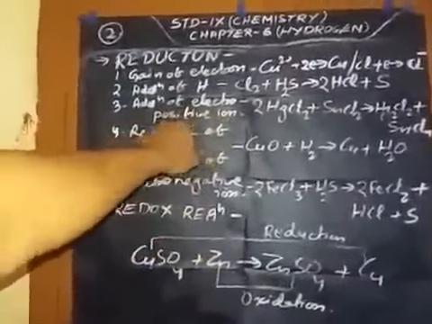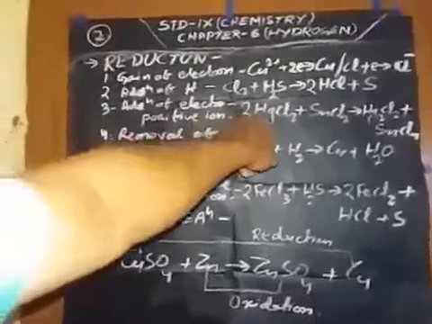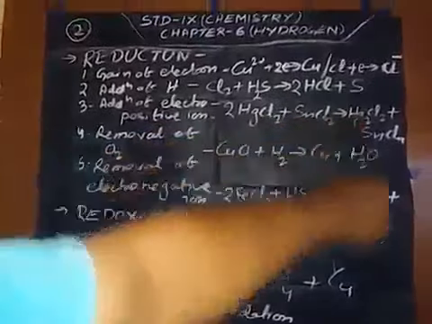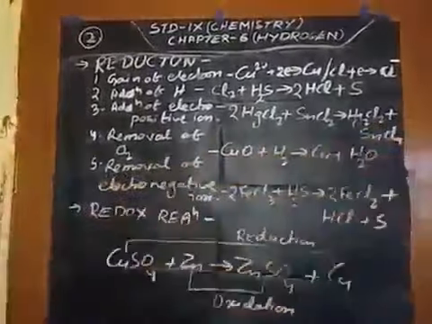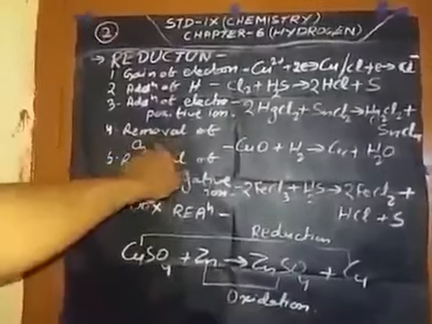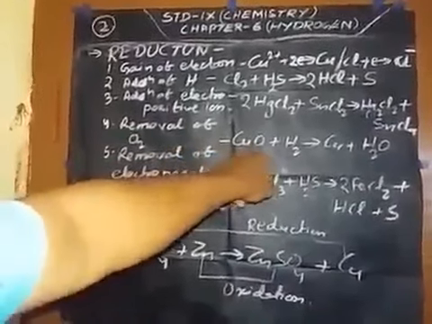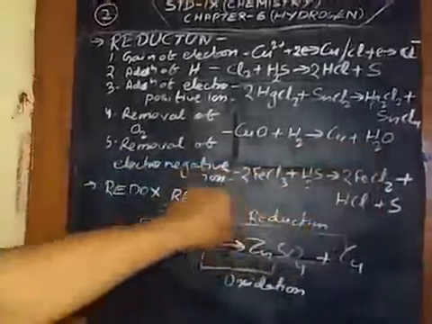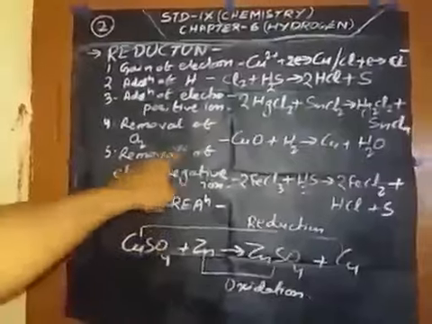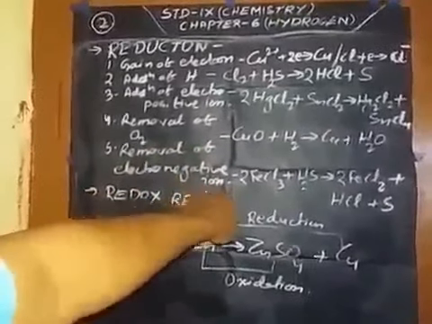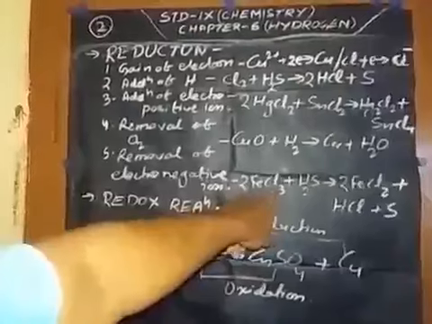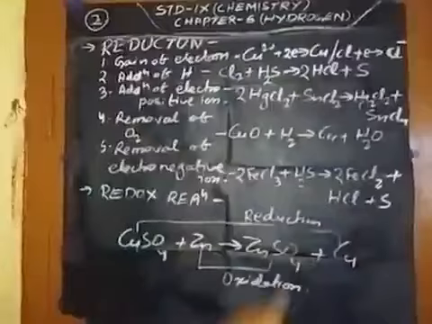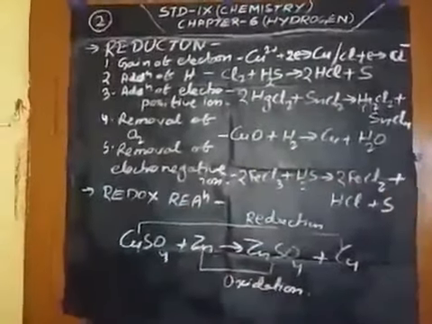Then addition of electropositive ion. Here electropositive ion is mercury. So mercurous chloride added with the stannous chloride forms mercuric chloride and stannic chloride. Removal of oxygen: copper oxide. Here oxygen is removed by hydrogen, so copper and water, that is removal of oxygen. Removal of electronegative ion: electronegative means chlorine. Here is ferric but here is ferrous. So chlorine is reduced, here is 3 chlorine, here is 2 chlorine.